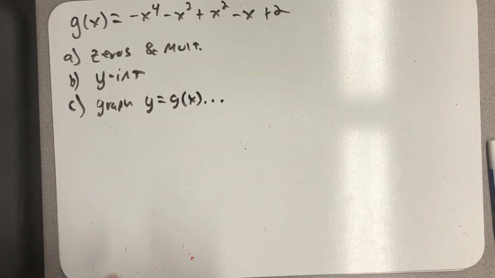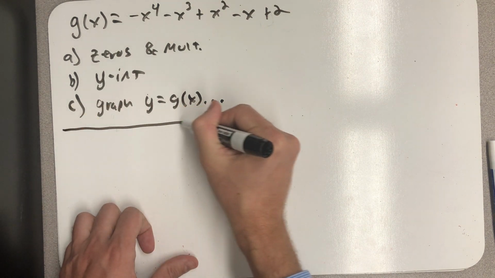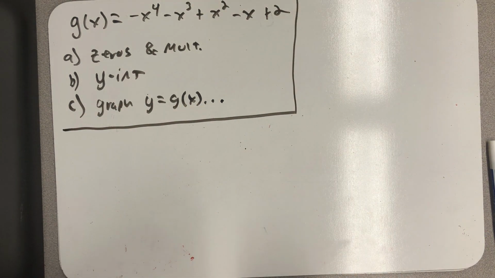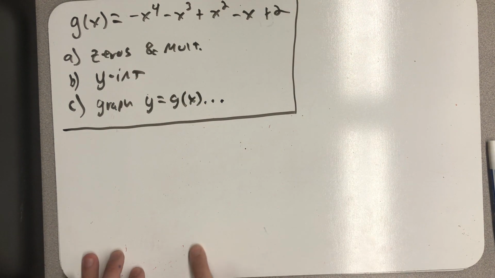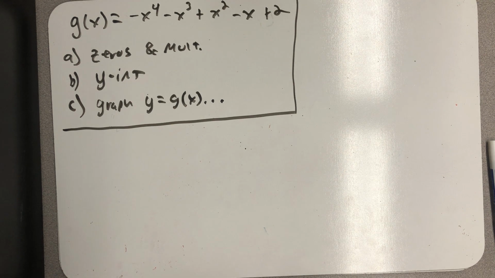Dot, dot, dot, and the dot, dot, dot is plotting other points as we might need them. All right, so again, I'd look at this and see if I could factor anything. This thing has 5 terms. I don't really know a trick for that. So I definitely think I'm going to have to use synthetic division.